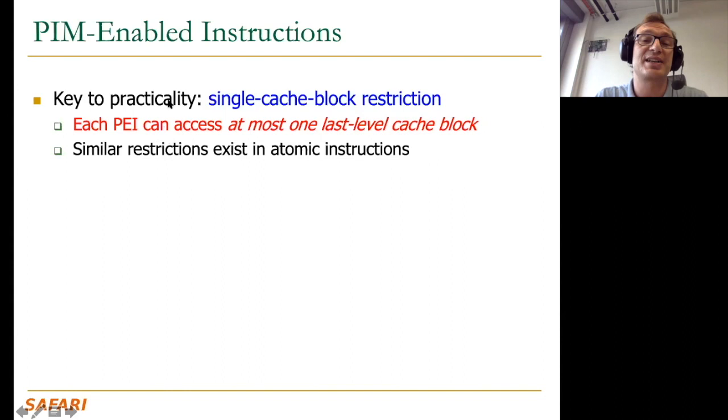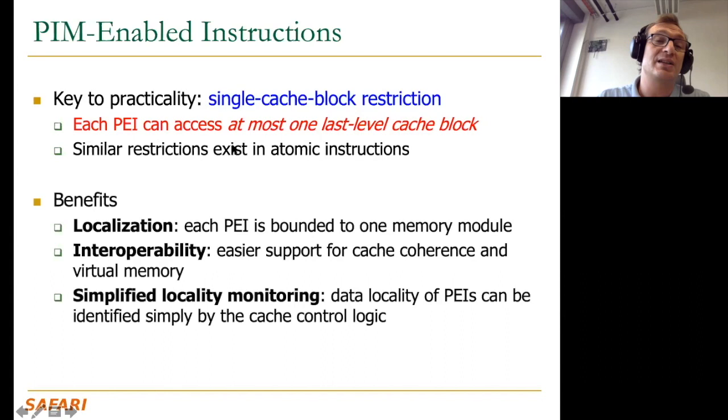Similar restrictions already exist, but clearly this provides benefits, right? Localization: basically each PEI executes on one memory module. There's easier support for cache coherence and virtual memory. Basically, you don't need to keep track of multiple cache blocks, and also multiple cache blocks cannot span different pages because they don't exist. It's only a single cache block. And there's a simplified locality monitoring you can read about. You basically need to keep track of a single cache block to understand the locality characteristics.